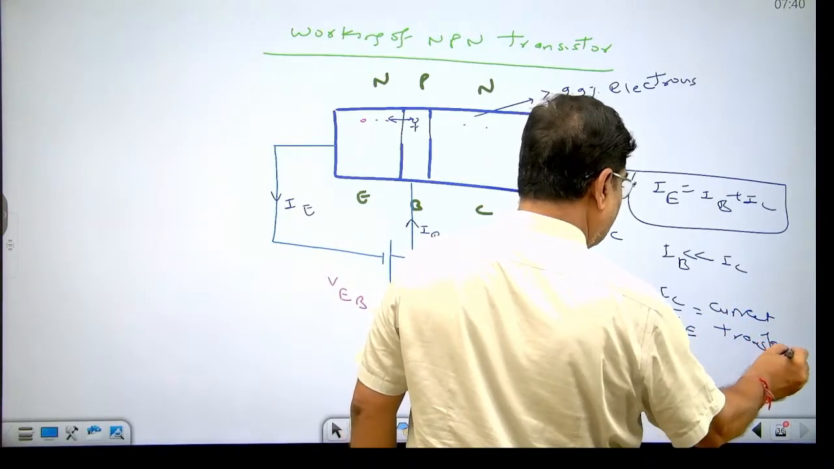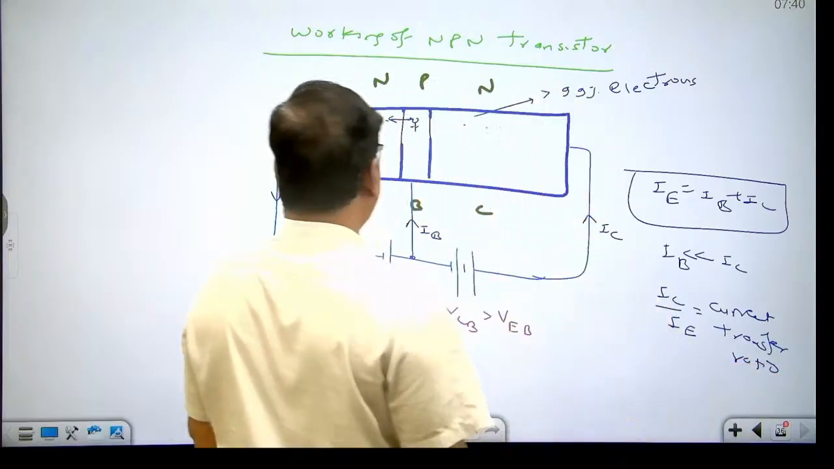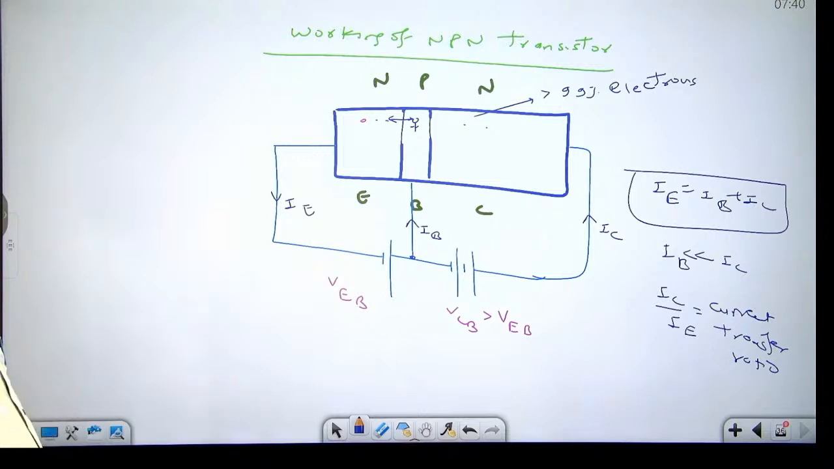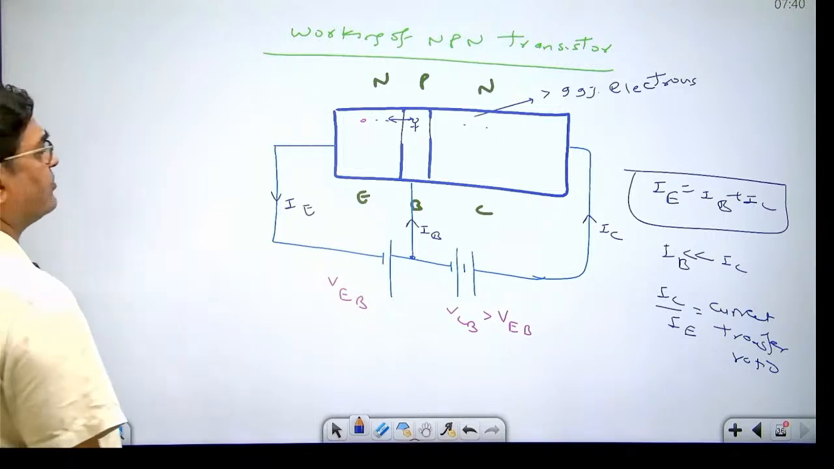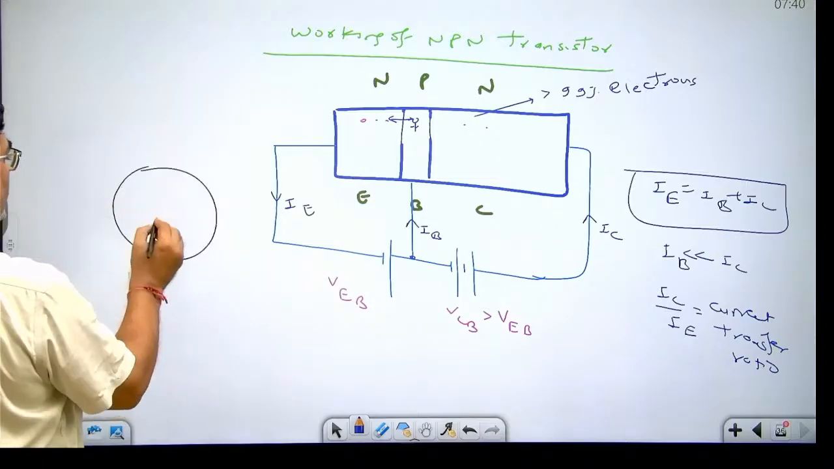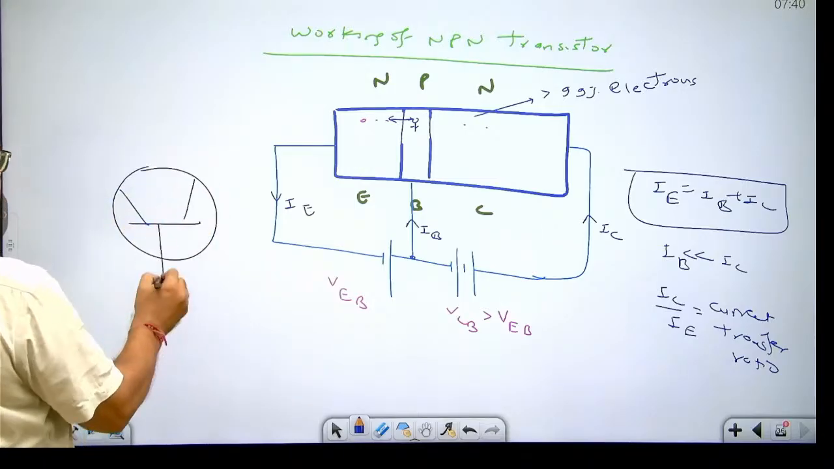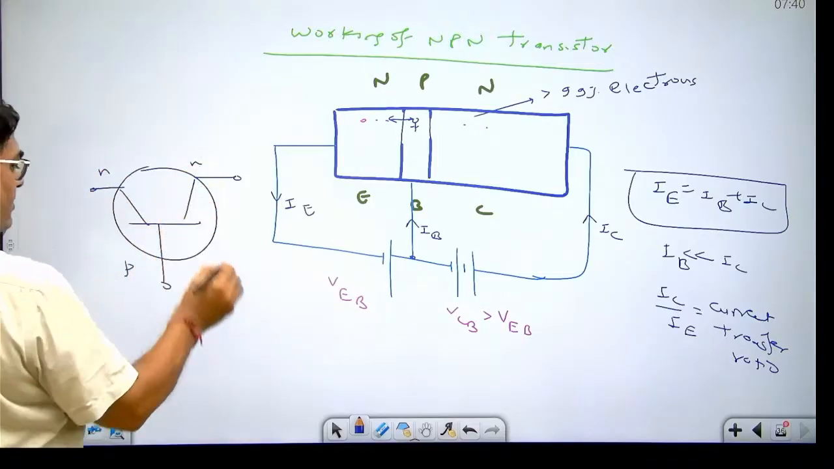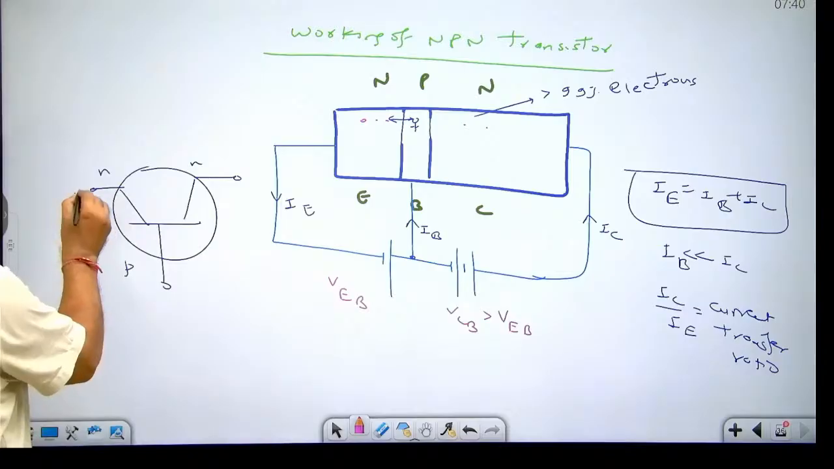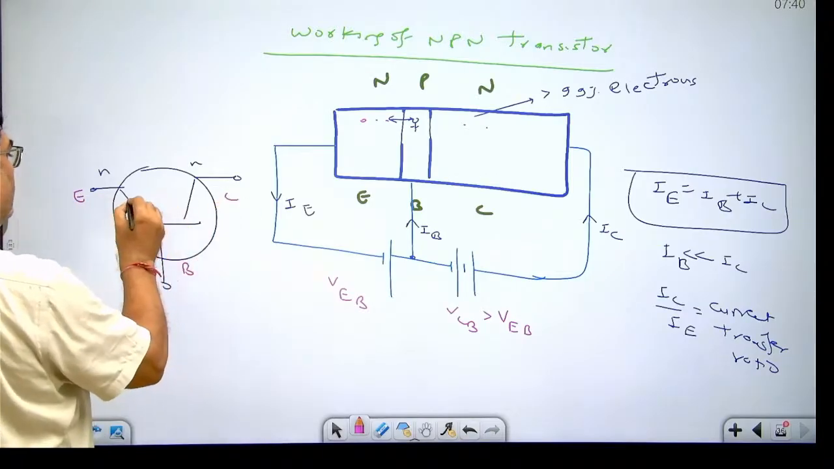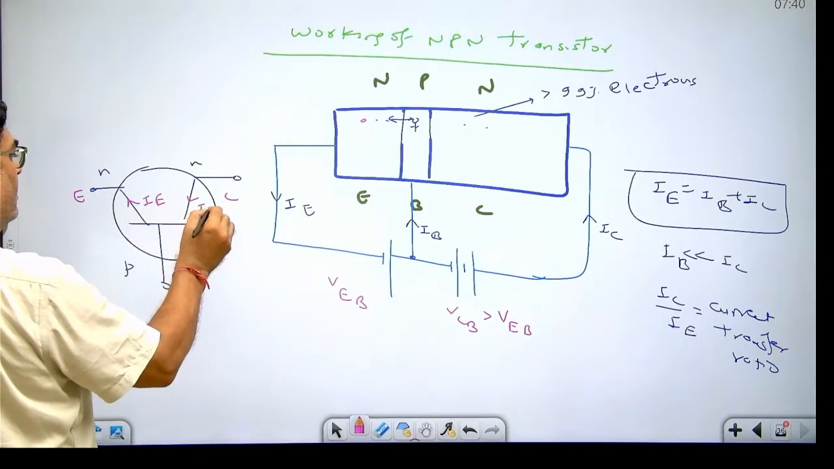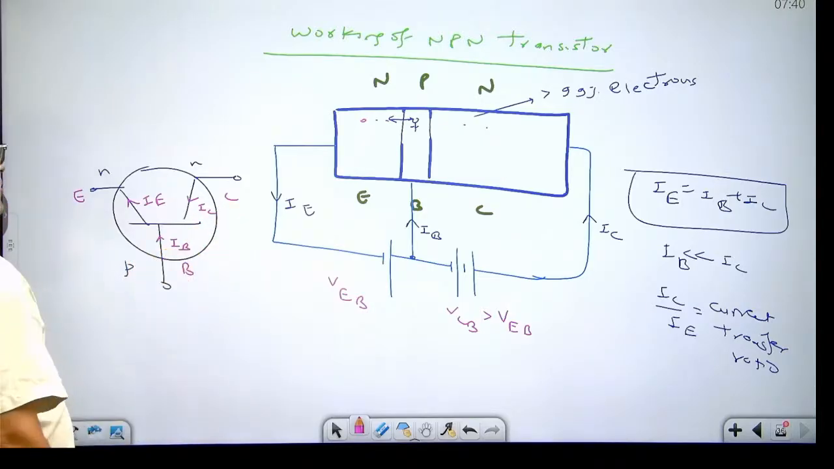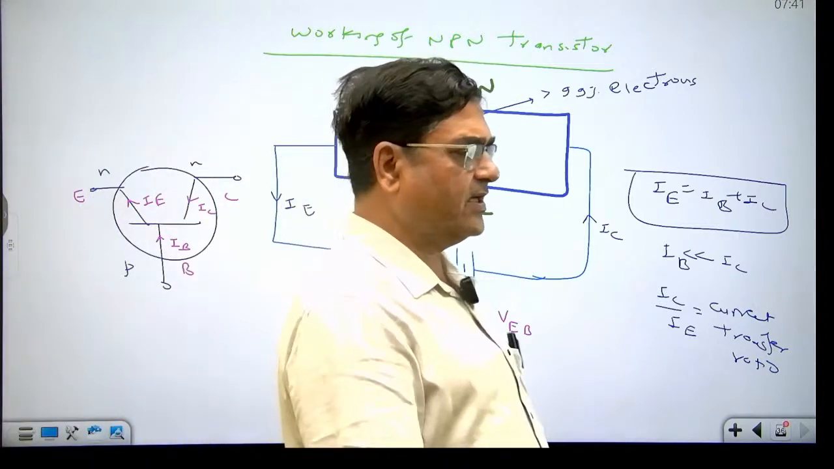Dear student, in an NPN transistor, both inside and outside the crystal, current flow is due to electrons. And the direction of conventional current is from base to emitter, as we have shown earlier. This is NPN. This is emitter, this is base, this is collector. So in case of an NPN transistor, the direction of conventional current is from base to emitter.